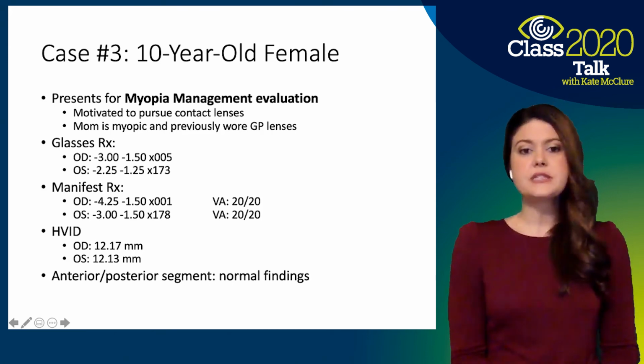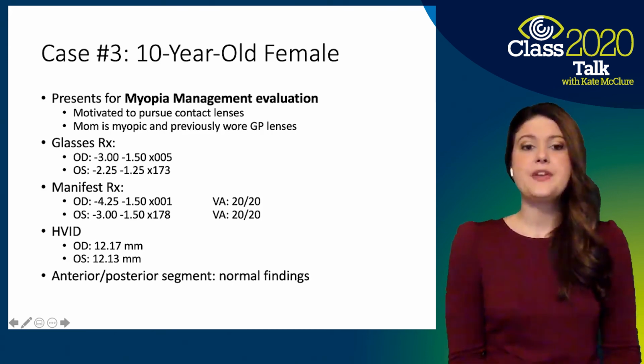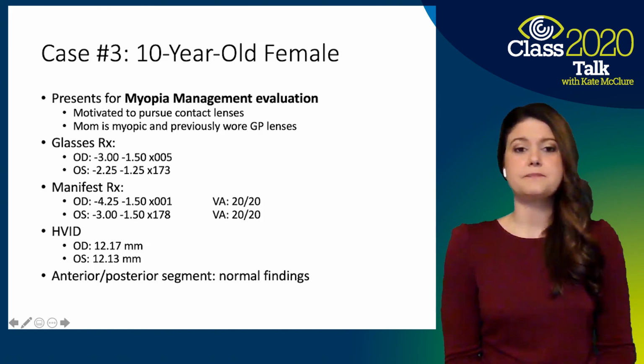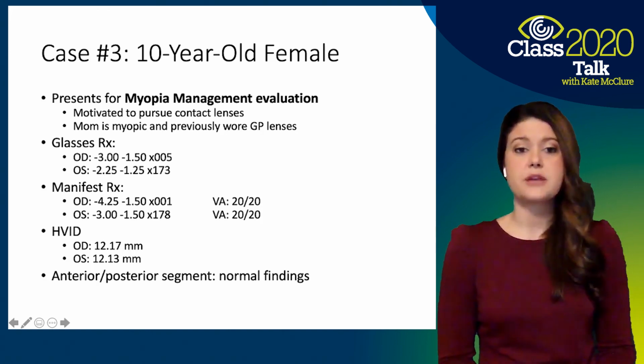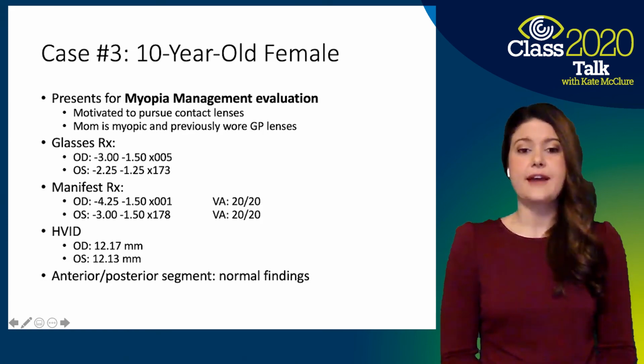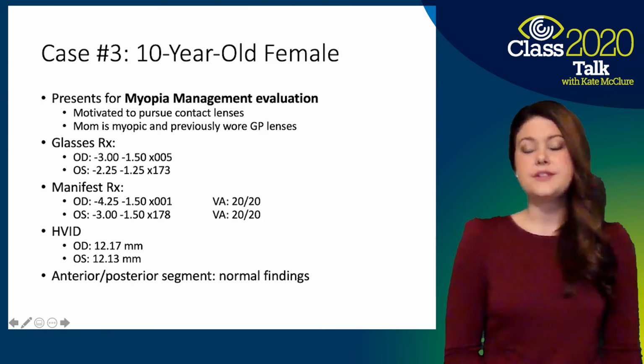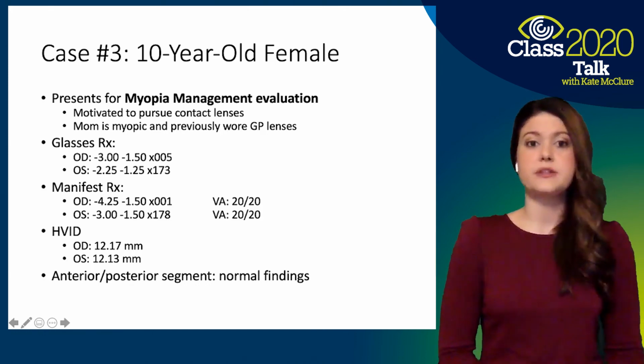So looking at the patient's glasses prescription here, and then her new manifest refraction, you can see that she's had a significant change in her prescription. Her HVID is slightly larger than average, and anterior and posterior segment are all normal.